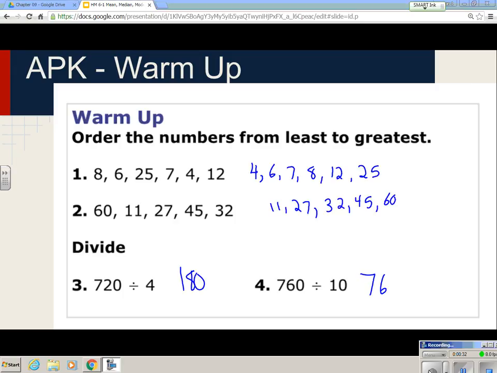So here are the answers you should have had. They weren't too hard, but we have to make sure you know how to order things, and that's going to come into play when we're working with stuff today. And you have to know how to divide numbers. Again, our warm-up has a lot to do with what you're going to learn today, or hopefully it should be more of a review for a lot of you.